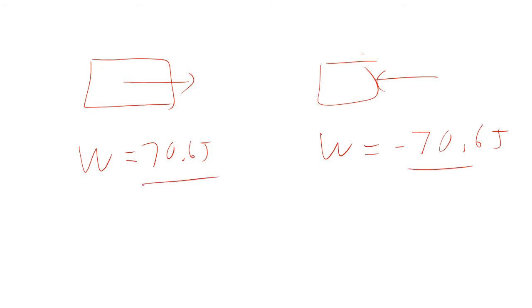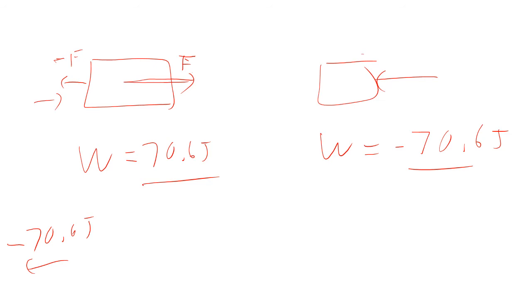So you had to do the same work to stop it as you did to start it. It's just in the opposite direction. So now Newton's third law: if we exerted a force on it to get it going, it exerts a force in the opposite direction. So that means that it did a minus 70.6 joules on whoever was pushing it.